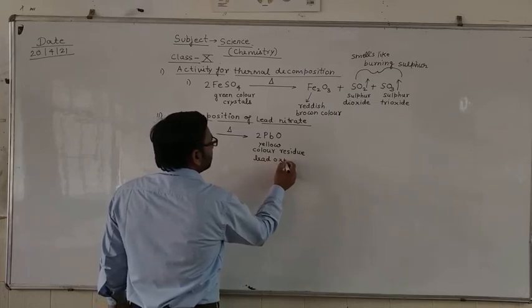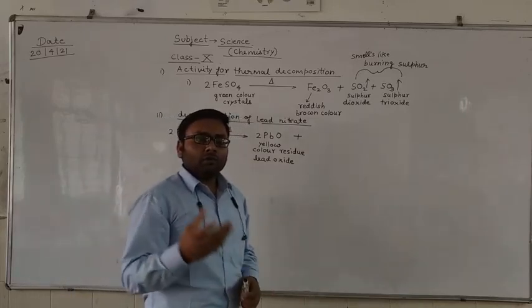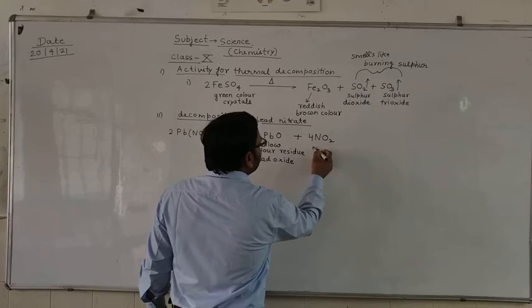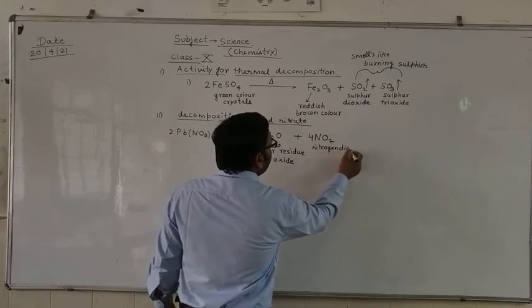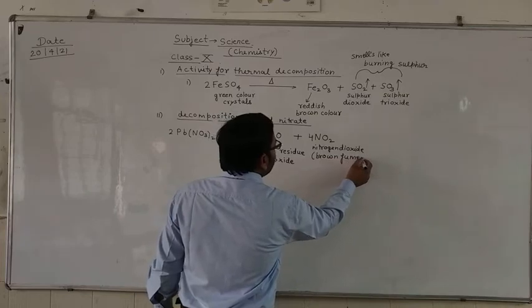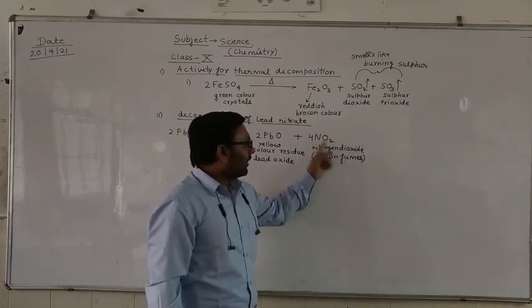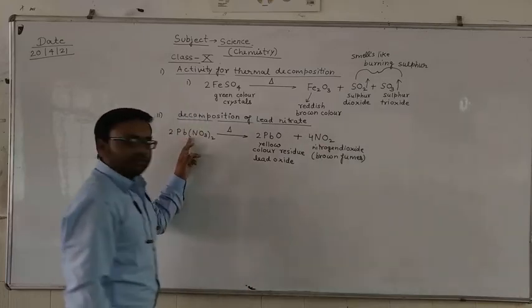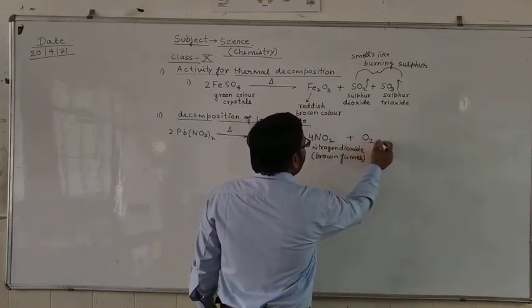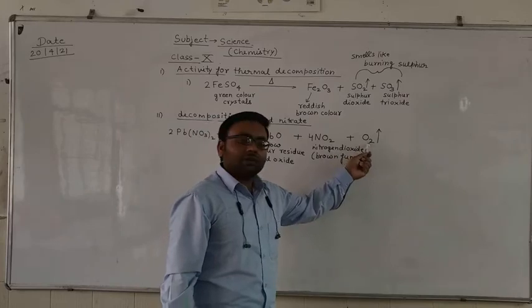Also, we will see brown fumes coming out of the test tube. Those brown fumes are of nitrogen dioxide gas. If you observe brown fumes of a gas, it is confirmed that the gas is nitrogen dioxide. You will observe them coming out of the test tube when this substance is heated. In addition, we will get oxygen also, but oxygen is colorless and odorless, so we cannot see or smell it. Along with the brown fumes, oxygen will also be evolved.